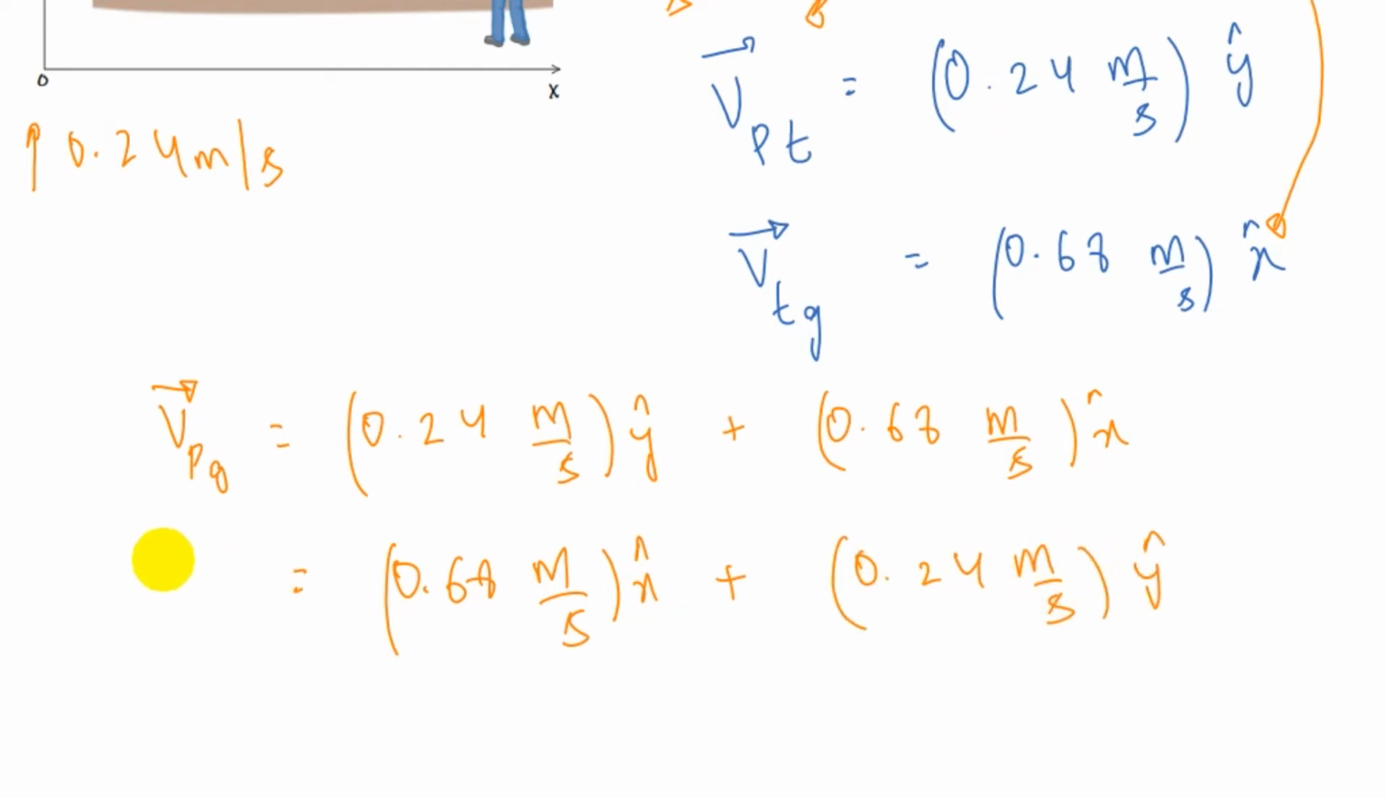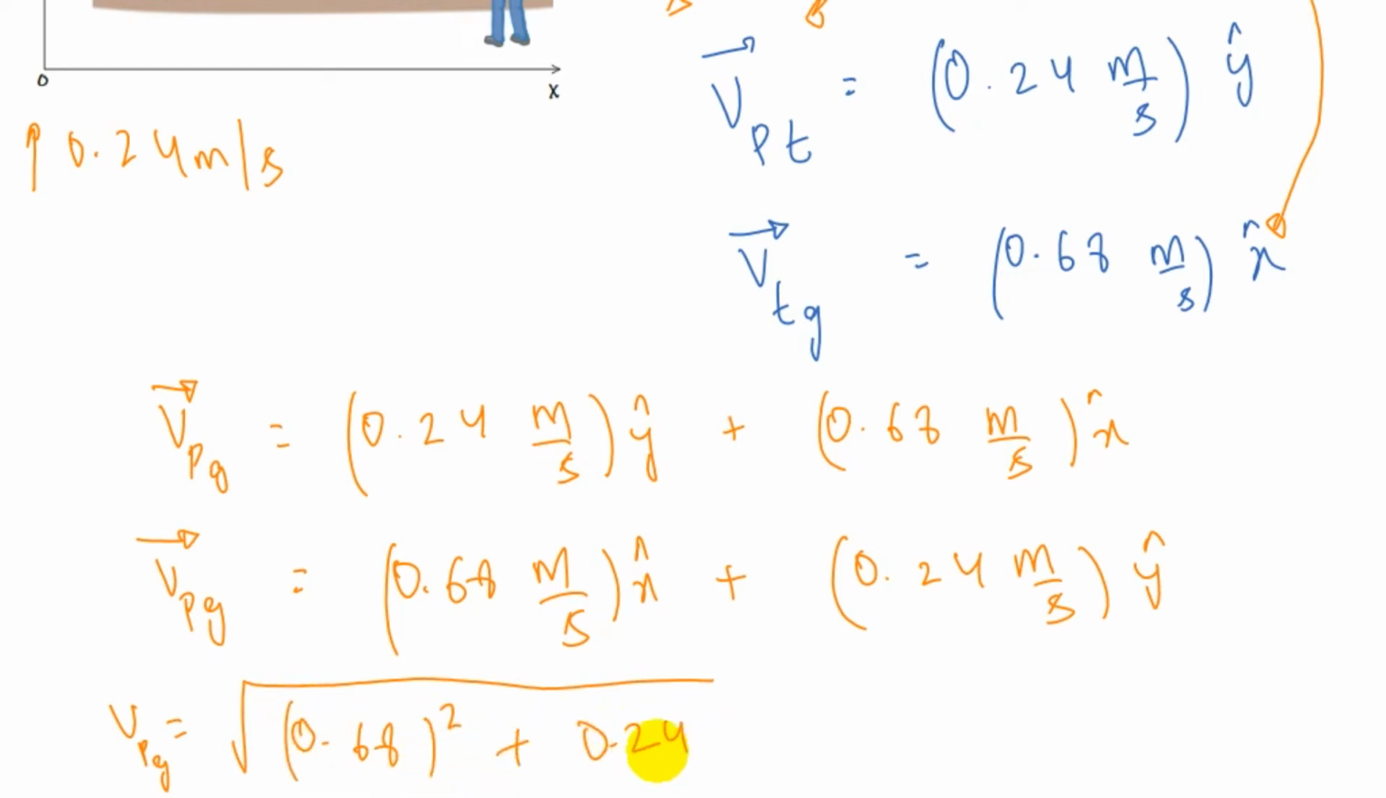Now to find the magnitude of this velocity of the person with respect to the ground, we have already discussed earlier how to find the magnitude. So this would be the square root of the x component squared plus the y component squared. So this is 0.68 squared plus 0.24 squared. So this value comes out to be 0.72 meter per second.